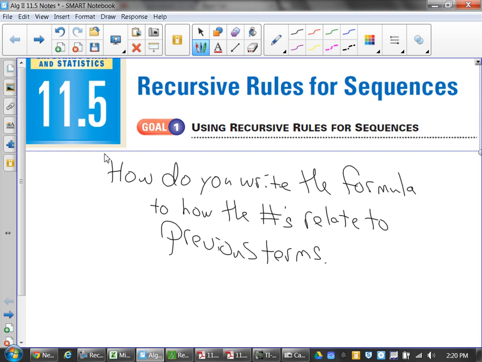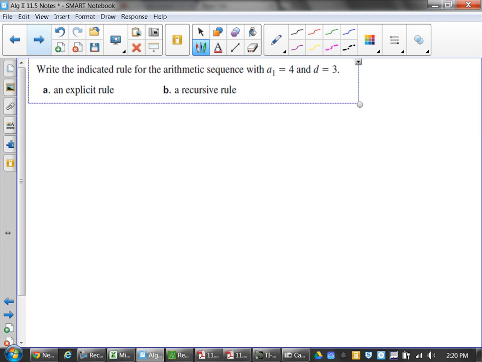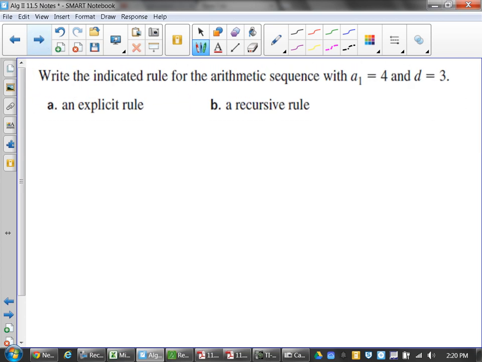Okay? So let me show you an example here. When we're dealing with the recursive rule, we're going to do ones with the arithmetic sequence, and then we're going to do them with geometric sequence. And what we do here is we're always going to write out the explicit rule first. Remember, the explicit rule just stands for the generic formula, okay? The nth term. So I have to write out the indicated rule for an arithmetic sequence. Notice how they told you what it is, which is nice. Your first term is 4, and your difference is 3.